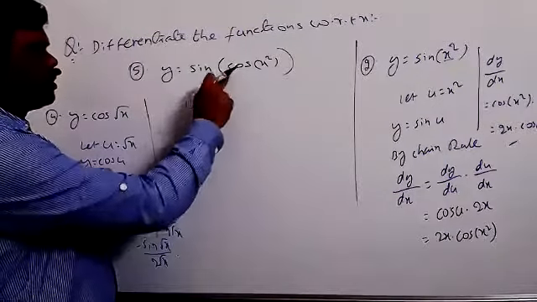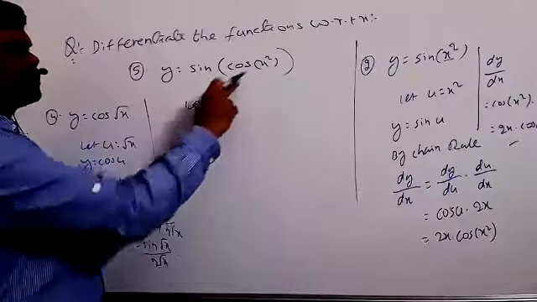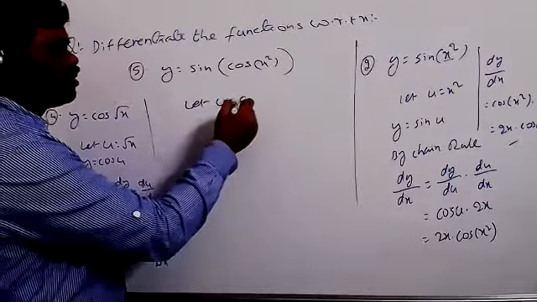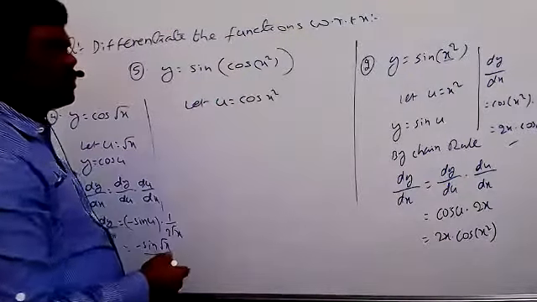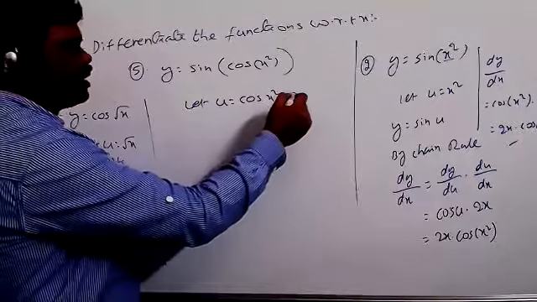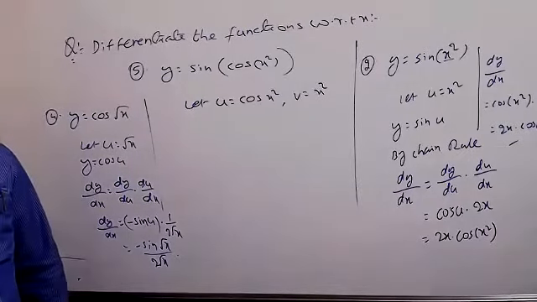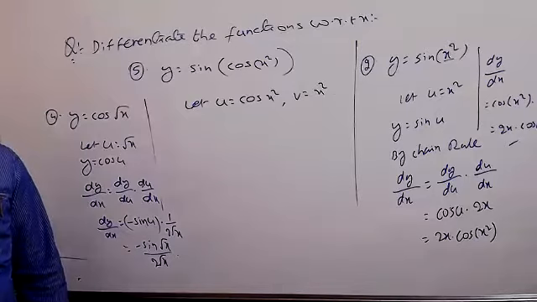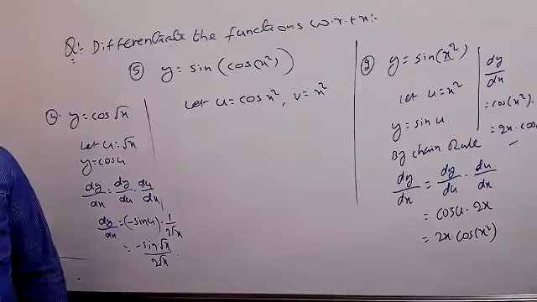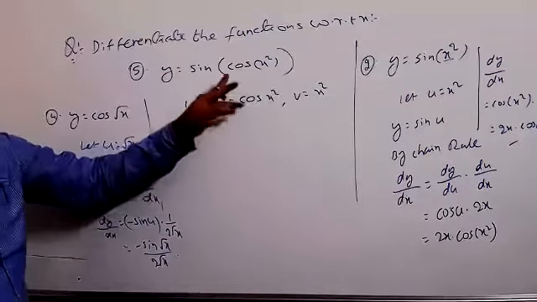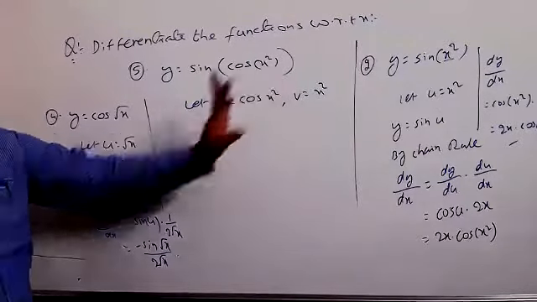Here we have 3 functions. We have 3 functions. Then what will we do? Let u equal to cos of x square, and v equal to x square you can take. v equal to x square. I'm taking 2 different functions. Is it correct? Please tell me now. Is it possible to take 2 different functions based on this function? y equal to sin of cos x square is there. I am taking the functions like this: u equal to cos of x square and v equal to x square.